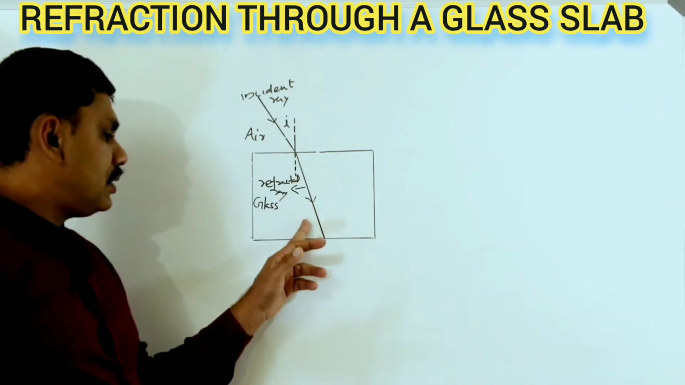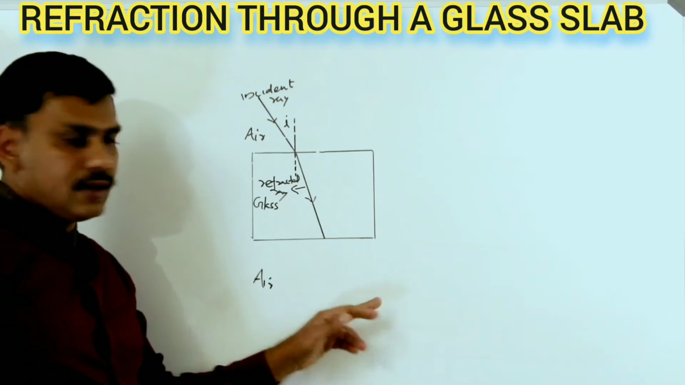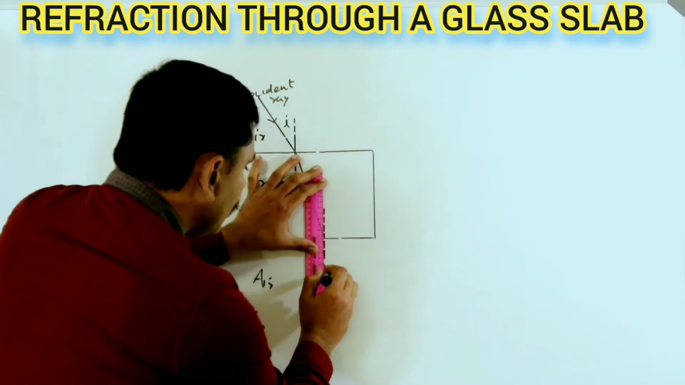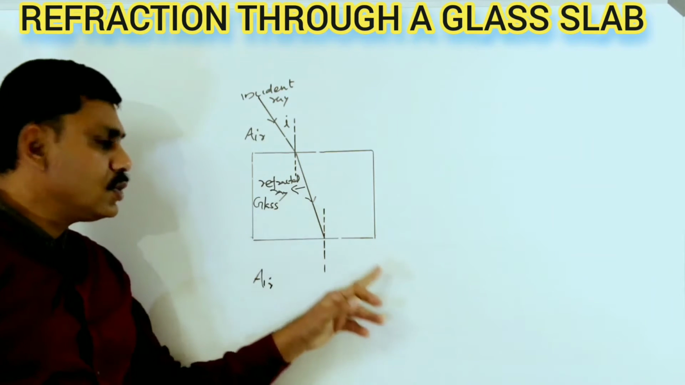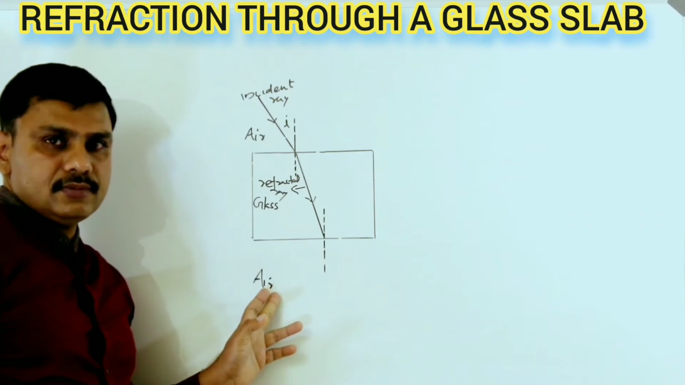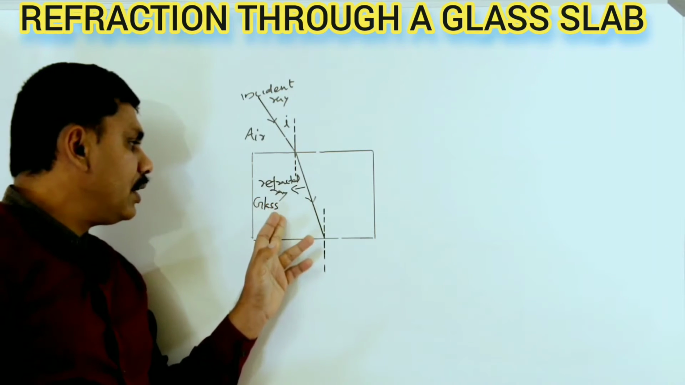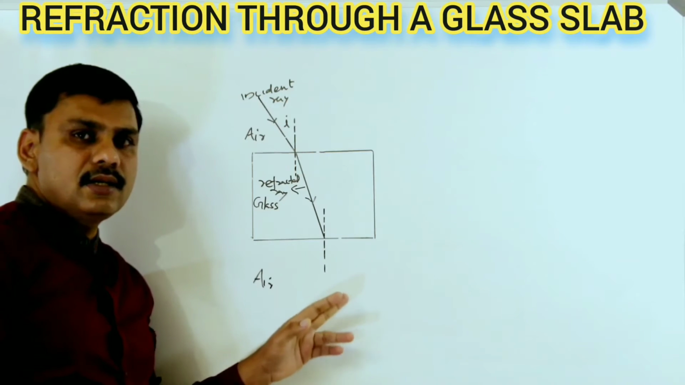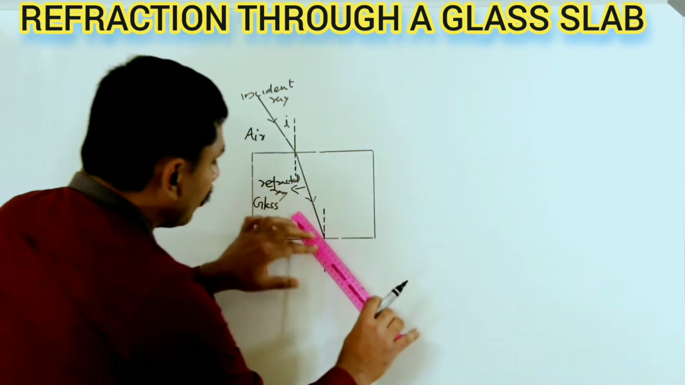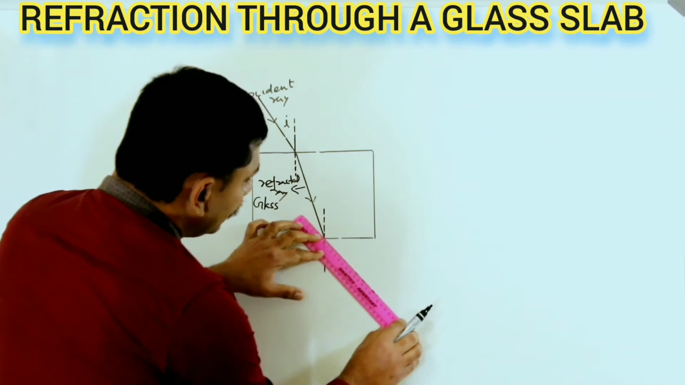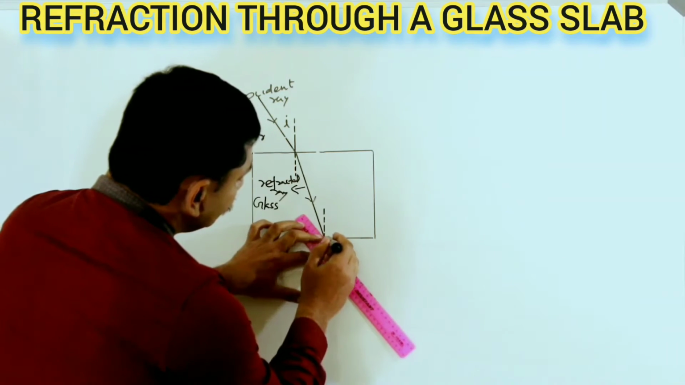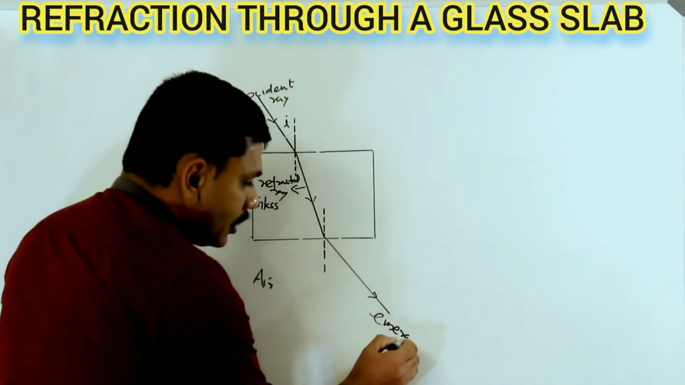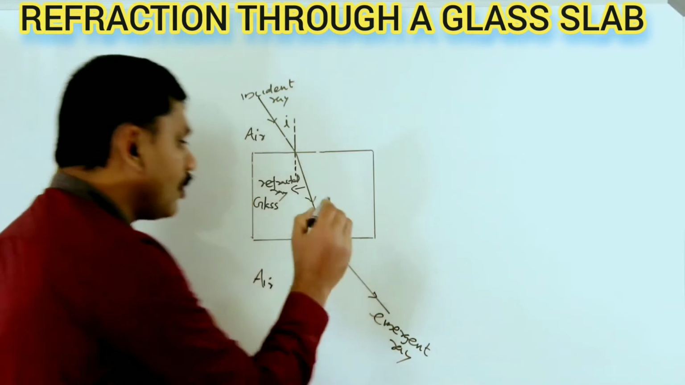Here the ray is refracted and again enters air. So here you have to draw the normal. The ray is moving from glass to air. Air is rarer, glass is denser. So when a ray of light moves from a denser medium to a rarer medium, the path of the light gets deviated and it moves away from the normal. This is known as the emergent ray. This is the angle of emergence.